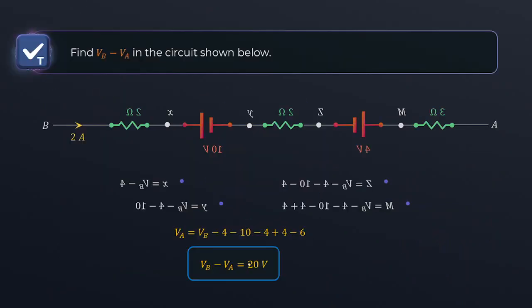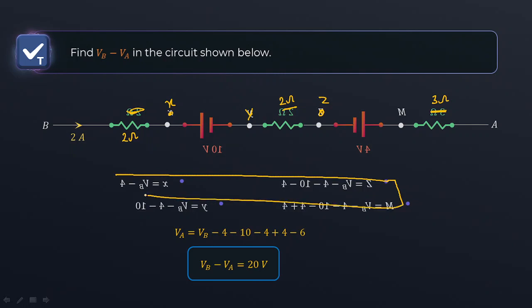The question is about learning how to move in a branch of a circuit. So in this case, we have taken one simple example. This is Z. So this is 2 ohm, with 2 ampere current. This is Y. This is again 2 ohm, and this is 3 ohm. So here now, we are moving from B towards A.